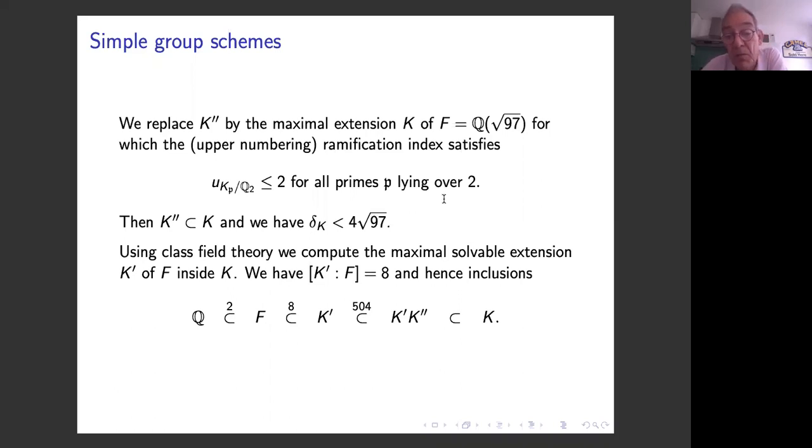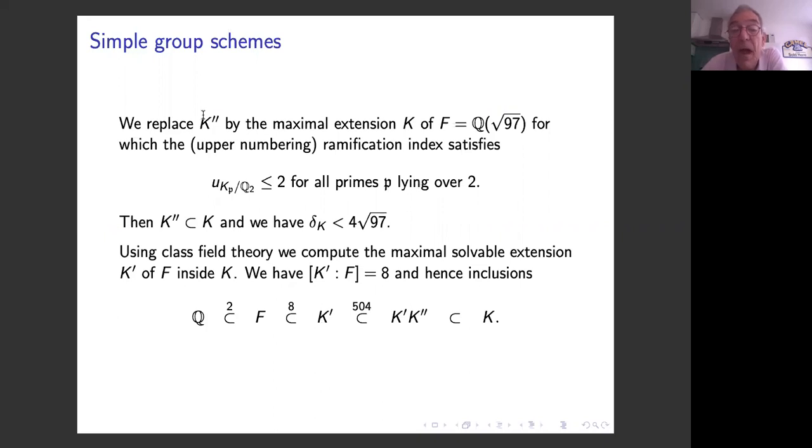Now, what we do is the following. We first compute the maximal solvable sub-extension in this field. And this is done with class field theory. And we find that this is a field K' of degree 8. Here it is.